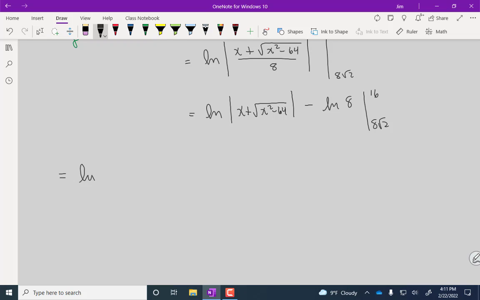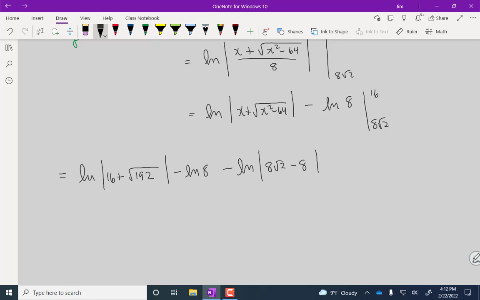So when we plug in the 16, we get 16 plus the square root of 16 squared, which is 256, minus 64, which is 192. And we have minus natural log of 8. But now we're going to subtract off the evaluation at 8 root 2. So we subtract off natural log. We plug in our 8 root 2. 8 root 2 squared is 64 times 2, which is 128. 128 minus 64 is 64. We get minus natural log of 8.